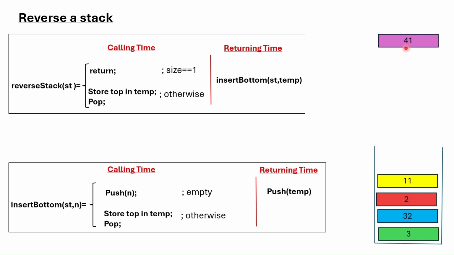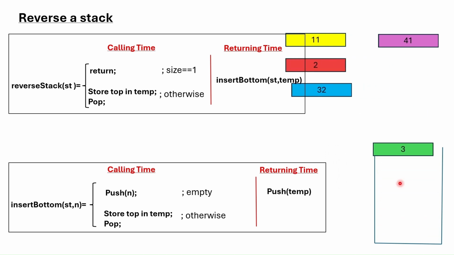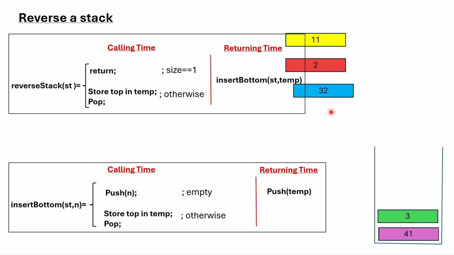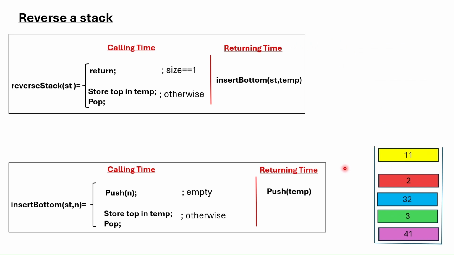Now again look. To push this 41 at the bottom, pop 11, then 2, then 32, then 3, and then we push this 41. Then we push 3, then 32, then 2, and then 11. Yes, so our stack is now successfully reversed. We have successfully worked out this observation, and now we can easily write the code to reverse a stack. So let's quickly go into our code editor and write the code for reversing a stack.